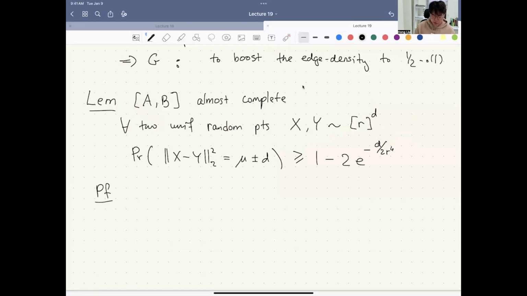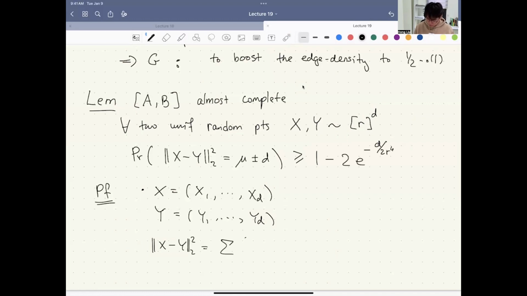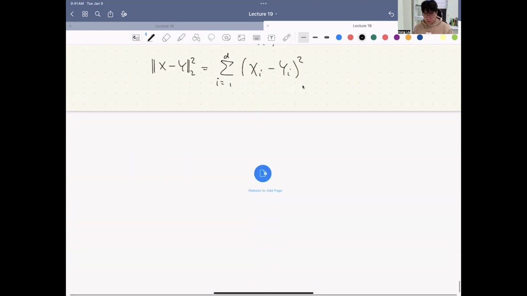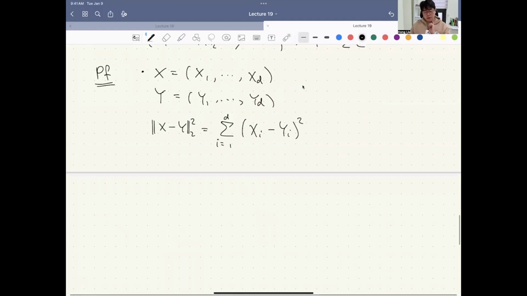Proof, let's just compute. Let's say x is a random vector, x1 to xd. It lives in R to the d, so each xi takes a value between 1 and r. And let's say y is y1 to yd. Then we can write their distance, the square of the distance of x minus y. We can compute that. Okay, so this is the distance.